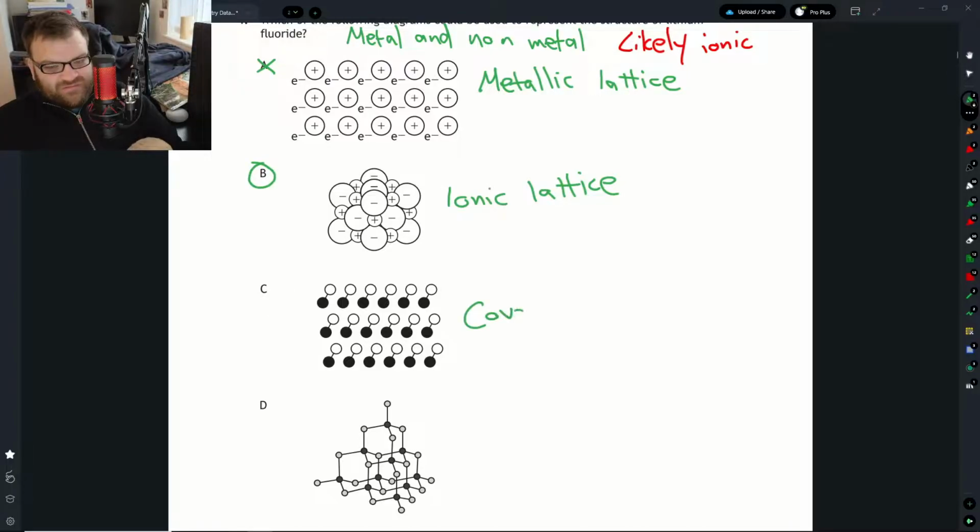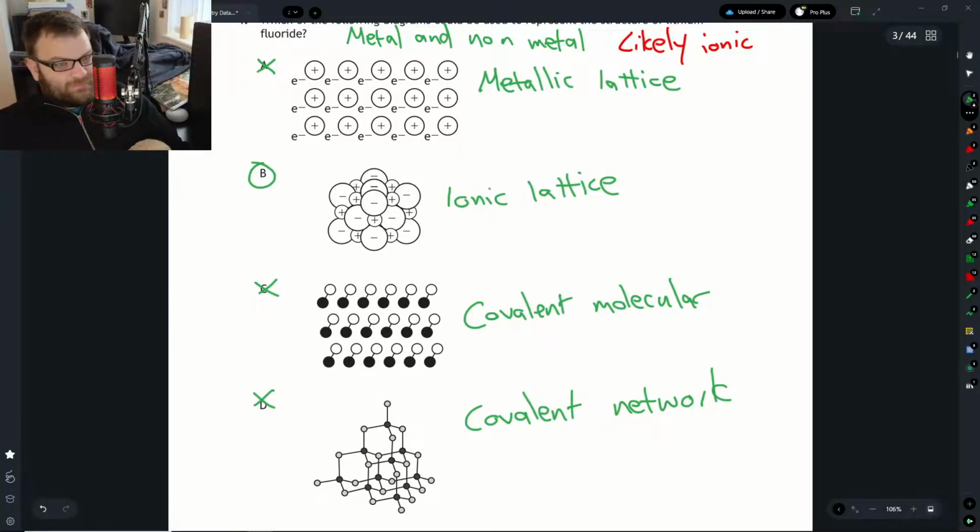Next up, we would have covalent molecular. And that's not the answer to this question. And the bottom shape is going to be our covalent network. Depending on the chemicals, you might have to pick a different option.